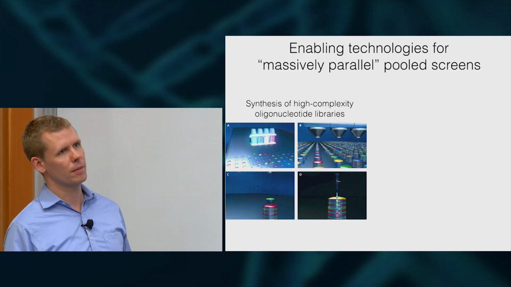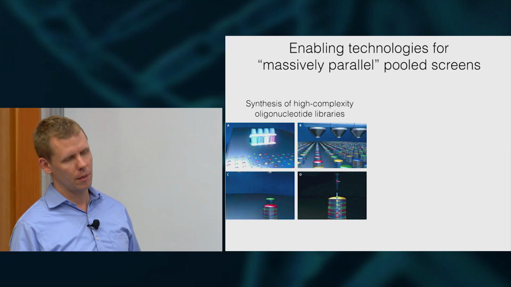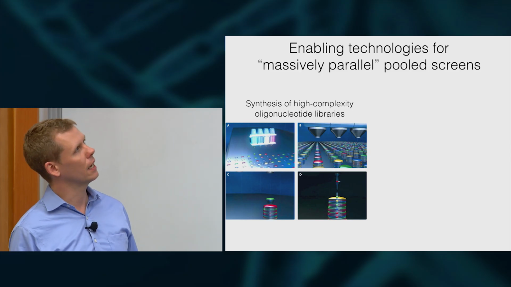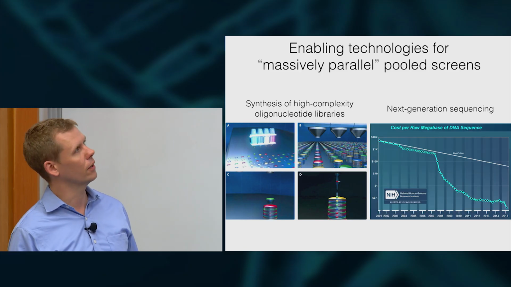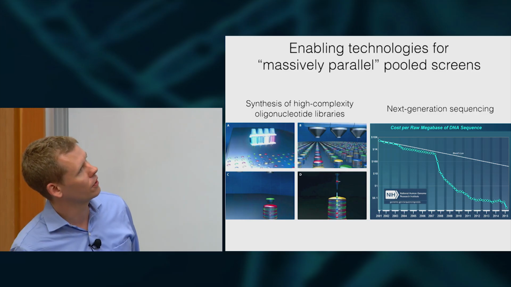So we can package them into lentivirus, introduce them into cells, monitor phenotypes, separate cells by phenotype, and then we need to be able to ask which of these reagents had which effects. And next generation sequencing clearly was a huge factor.